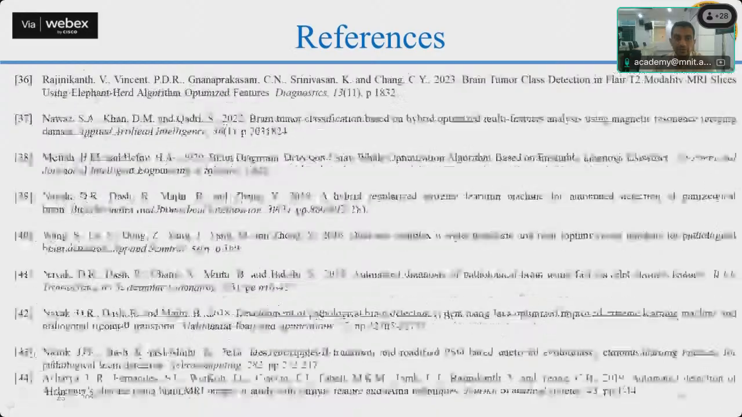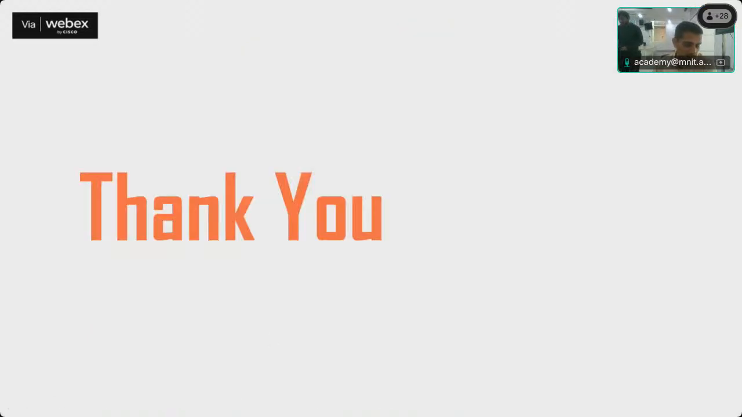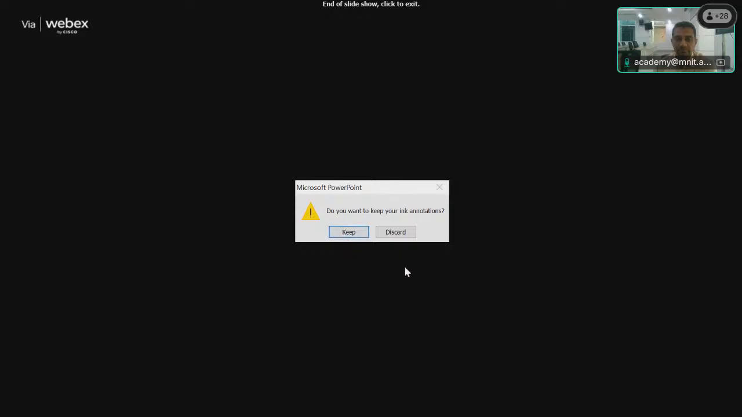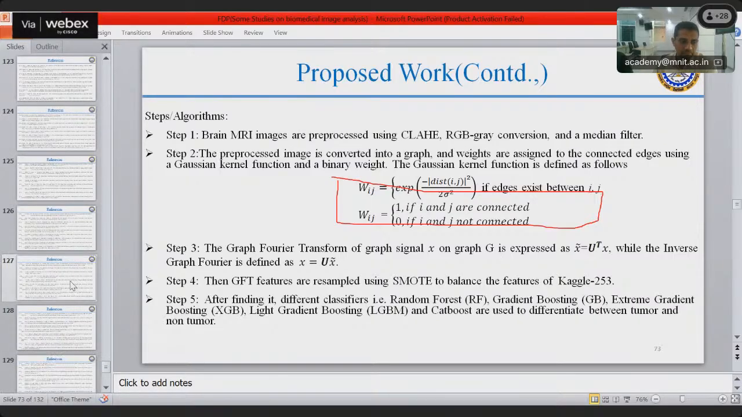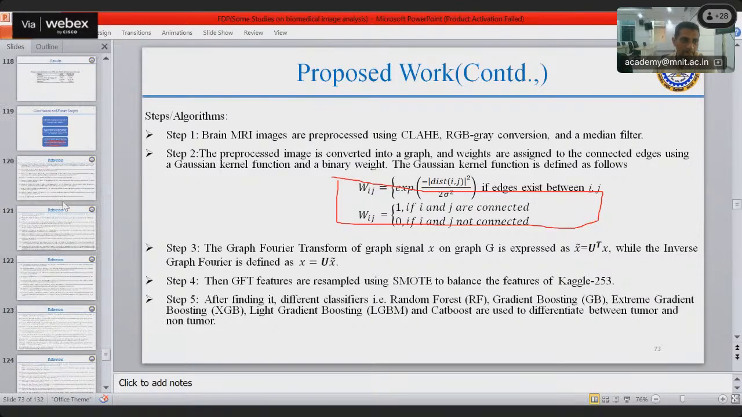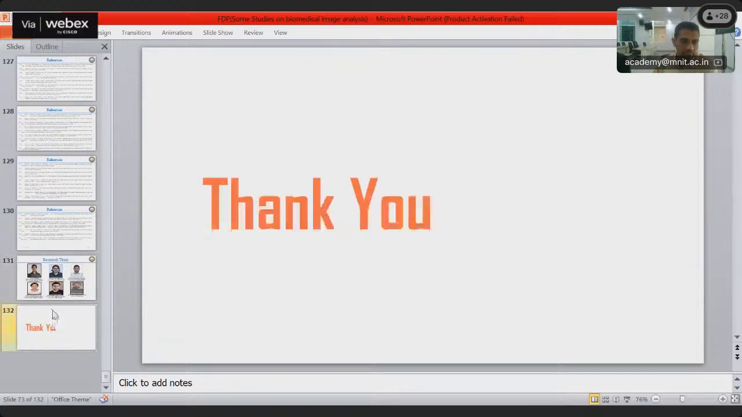And so here we conclude it, and here is our team. And this work, basically the brain tumor and Alzheimer work, is primarily done by Suman. She is doing it here, and thank you for your patience for listening. Any questions? Anything which you have in mind?